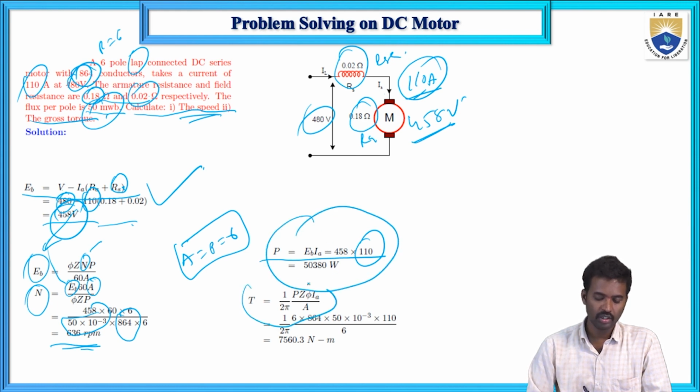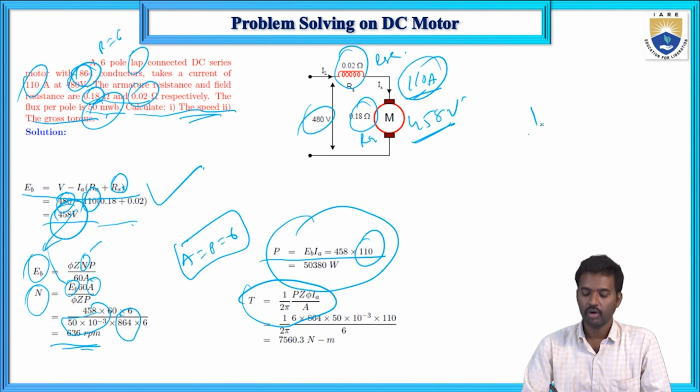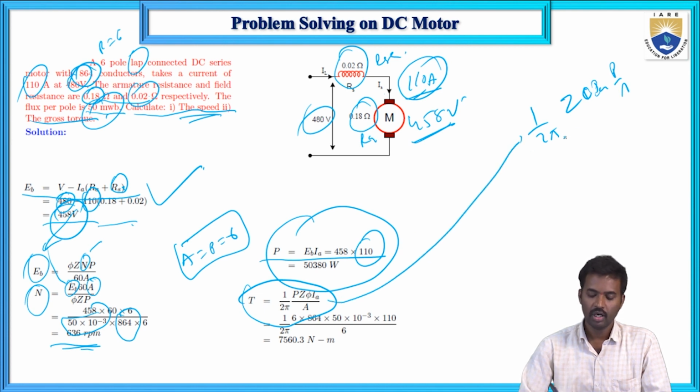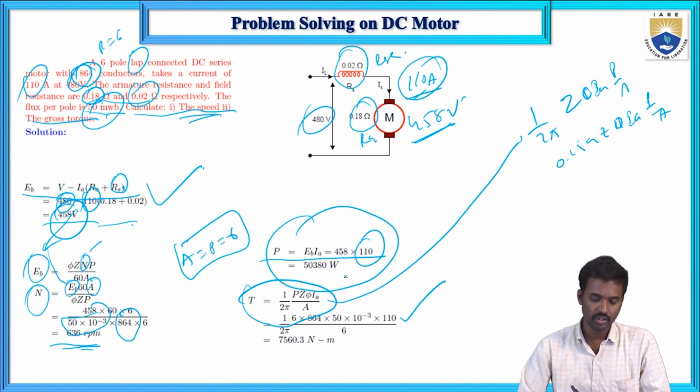And next, torque equals the same thing, 1 by 2 pi Z phi Ia into P by A, that is the torque formula, or 0.159 Z phi Ia into P by A. Here you can substitute everything. So from this, the torque value here is 7560.3.